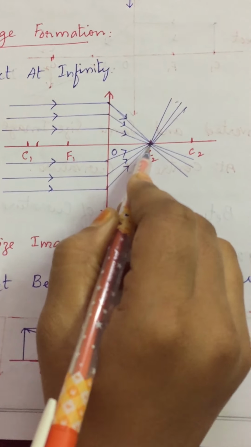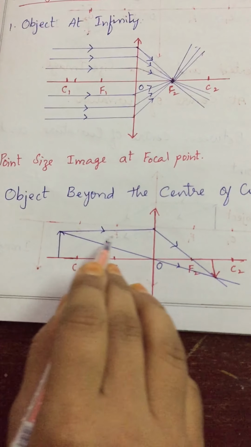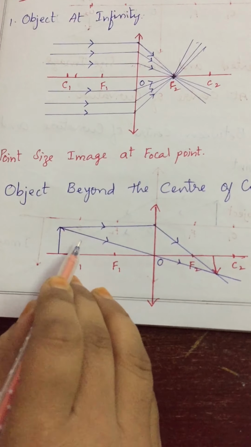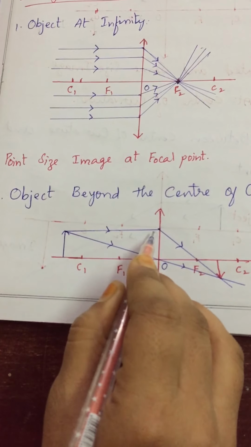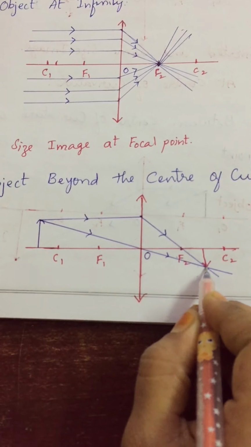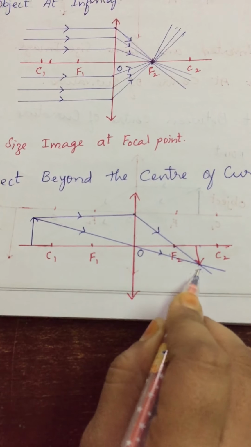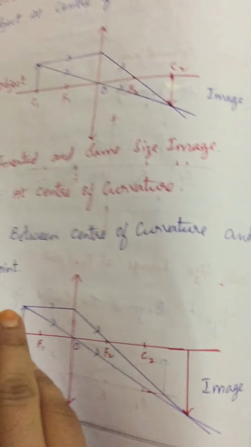Second is the object beyond the center of curvature. Suppose we keep the object beyond the center of curvature, the ray will be parallel and it will pass through the focal point. Here we are using the first rule, of the three rules we just discussed. The ray is parallel to the principal axis and passes through the focal point, and another ray passes through the optic center. Here we are using the second rule. Both refracted rays intersect in between the focal point and the center of curvature on the other side of the lens. There we get the image. This image is inverted and diminished. Are you getting, children?